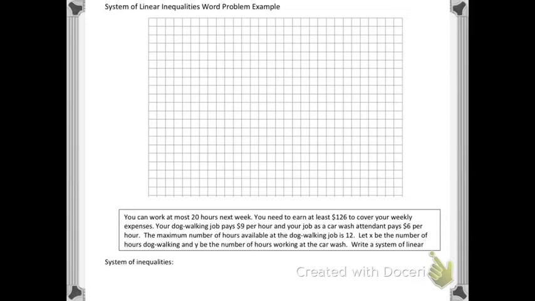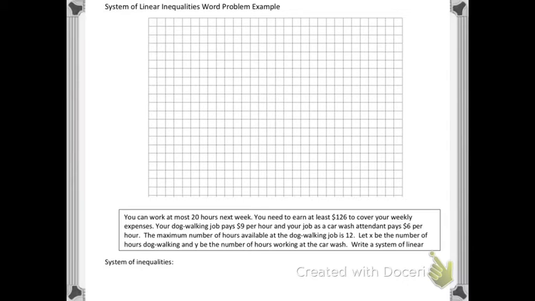You can work at most 20 hours next week. You need to earn at least $126 to cover your weekly expenses. Your dog walking job pays $9 per hour, and your job as a car wash attendant pays $6 per hour. The maximum number of hours available at the dog walking job is 12. Let X be the number of hours dog walking and Y be the number of hours working at the car wash. Write a system of linear inequalities.